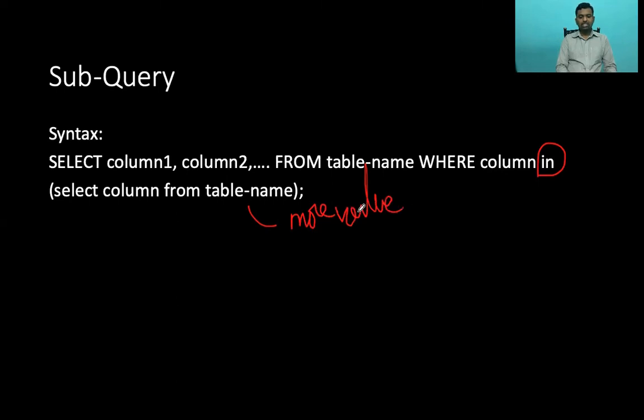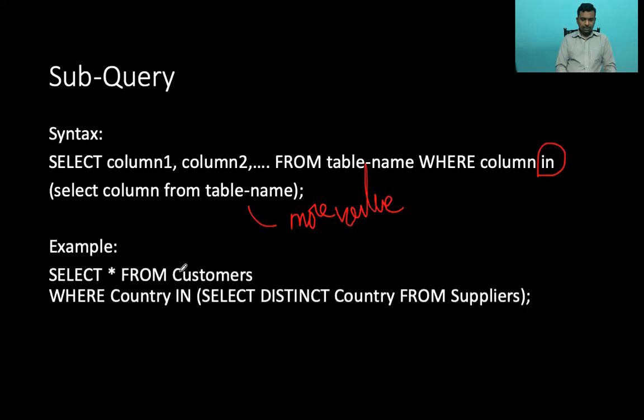If my subquery is providing me more than one value, I cannot use any operator there directly. I have to go for IN. Now, what is this IN? I'll give an example to explain it. Right now here, I'll say select distinct country from suppliers. From the suppliers table, I'm going to find the distinct countries.